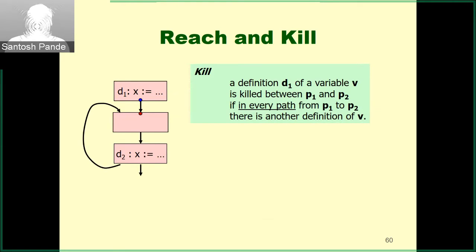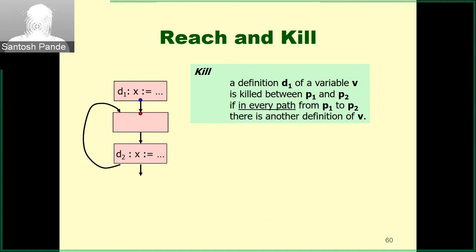So a definition D1 of a variable V, you can see it's killed between two points, P1 and P2. P1 is the place where the definition originates. P2 is where we are interested in finding out if it reaches there. And the answer to that question is whether this D1 reaches P2. Okay, D1 originates at P1, but does it reach P2?